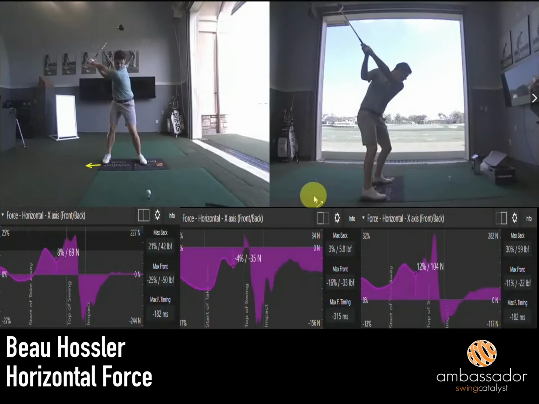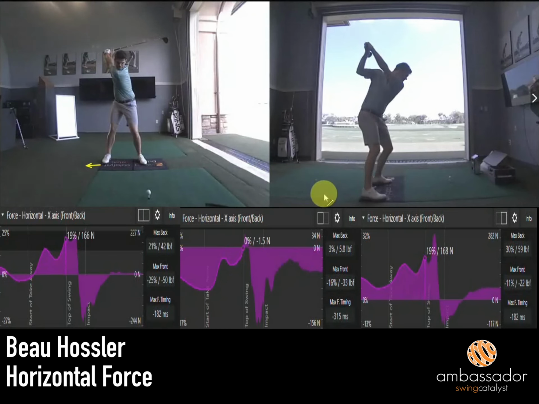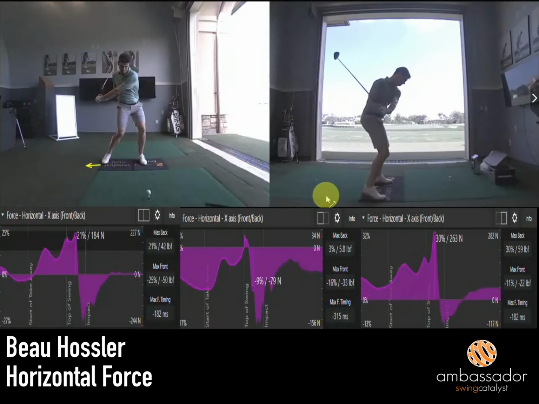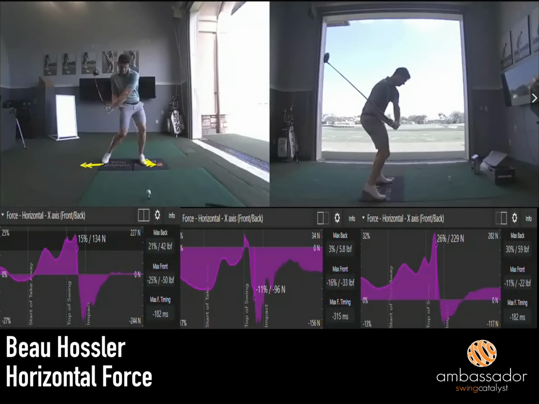Then all of a sudden he starts to ramp that back up: 9, 10, 11, 12, all the way up to a high of 21% right here. Now, I would argue that this is a relatively late application of this horizontal force. This is the hardest he's pushing off the trail foot. We can see the trail is doing 30% of his body weight. The lead is still pushing a little bit this way with 9%. That differential is 21. So he's pushing really hard off trail.